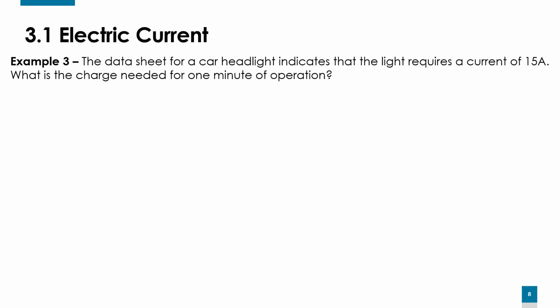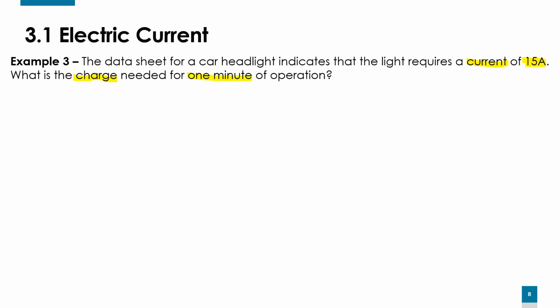Example 3. The datasheet for a car headlight indicates that the light requires a current of 15 amperes. What's the charge needed for 1 minute of operation? Okay, let's read again, highlighting this time. The datasheet for a car headlight indicates that the light requires a current of 15 amperes. What is the charge needed for 1 minute of operation?